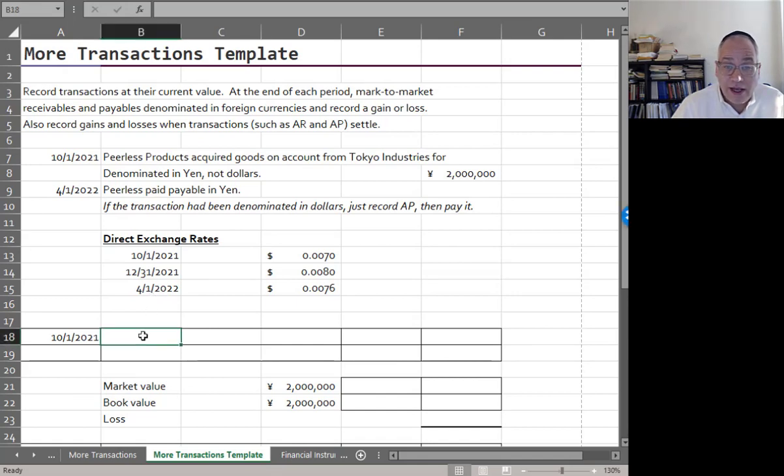So first, let's engage in the transaction and buy the goods. The journal entry would, as it would always be, debit inventory, credit accounts payable. But the thing is that this is now not an ordinary accounts payable. This accounts payable is denominated in yen. And the value of the transaction on October 1st would be 2 million yen times 0.007, or $14,000. So 2 million yen sounds like a lot, but it's really just $14,000.